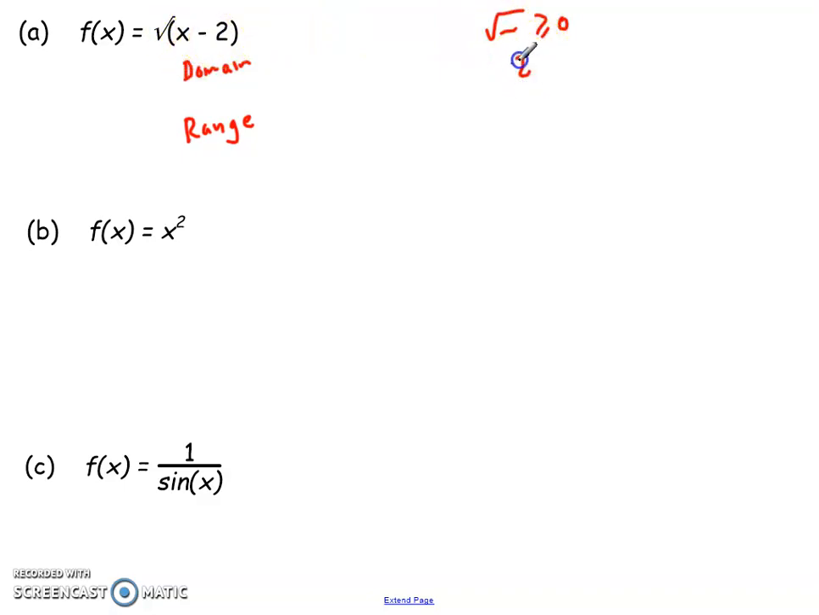So what we have to then say is x minus 2 always has to be greater than or equal to 0. To solve that, x has to be greater than or equal to 2. So that means we can only include values where x is bigger than or equal to 2. And that's our domain for this function, that x has to be bigger than or equal to 2.